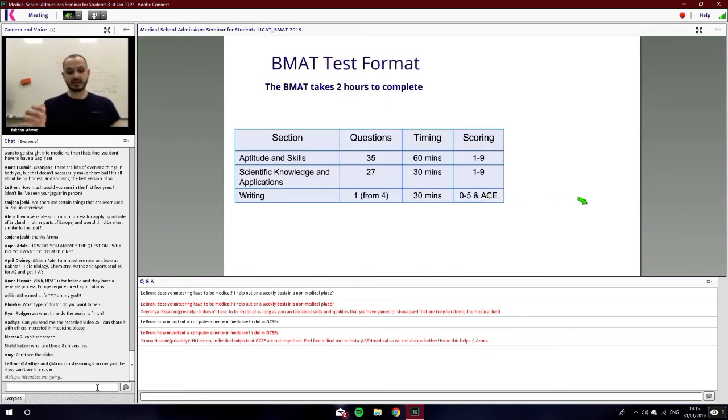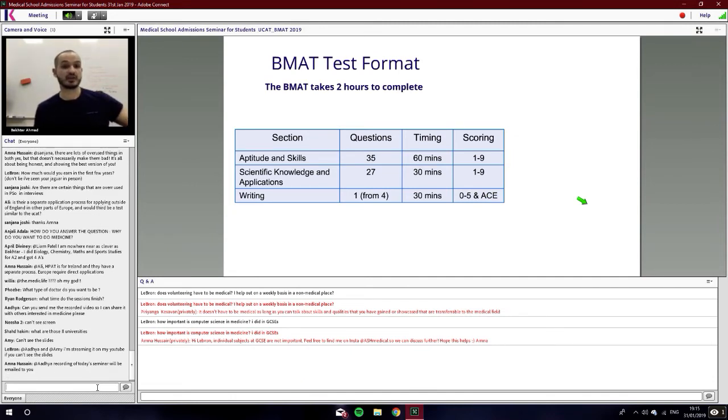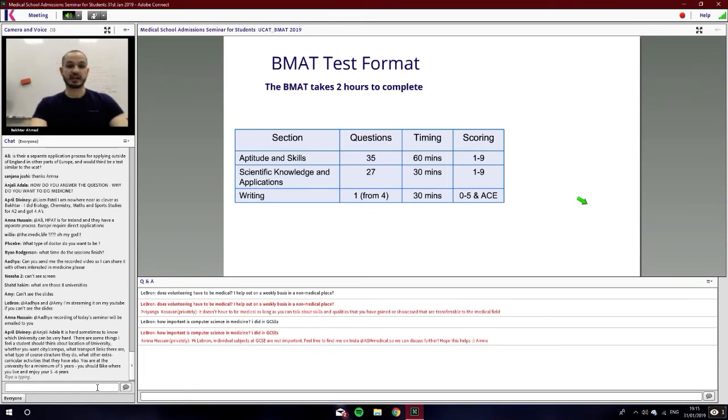So the BMAT is made up of 3 sections. You have the aptitude and skills section, which is 35 questions, 60 minutes. Then you've got the scientific knowledge and applications, 27 questions in half an hour, and then the writing task. As we go through each section, I'll break that down a little more, give you the exact amount of time you should be spending on each question, and what kind of techniques will be useful.